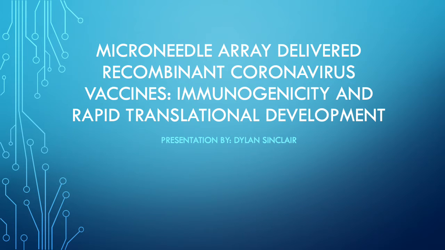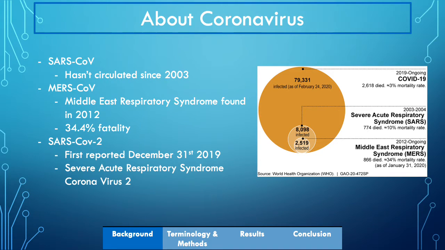So the paper I'm going to be presenting is Microneedle Array Delivered Recombinant Coronavirus Vaccines, Immunogenicity and Rapid Translational Development. So essentially what this paper is, it's about the coronavirus. What's not known is that there's actually several types of coronaviruses.